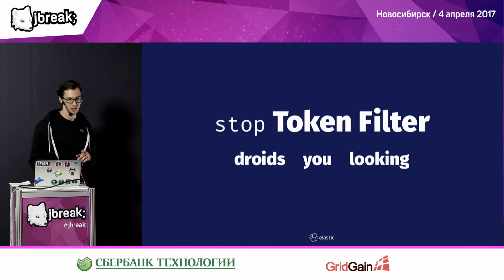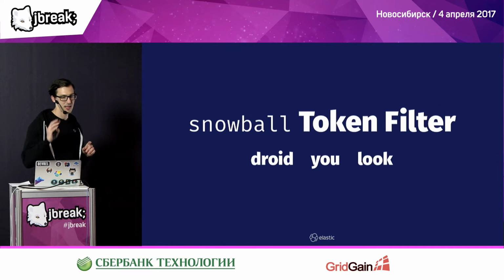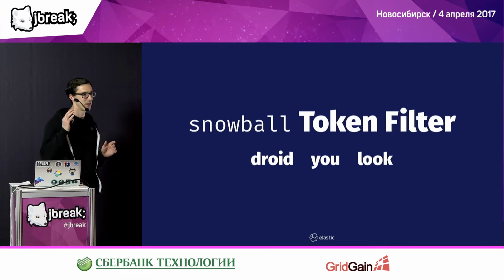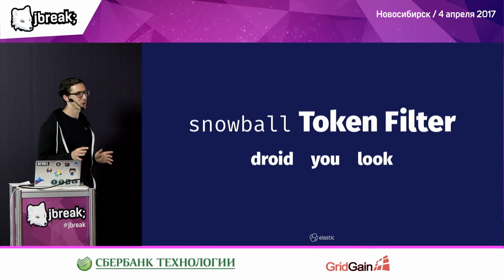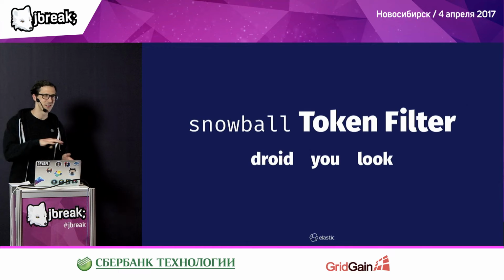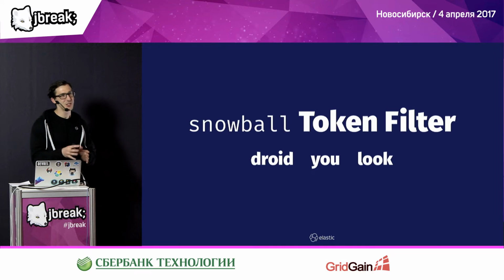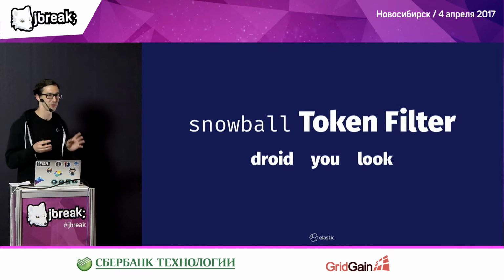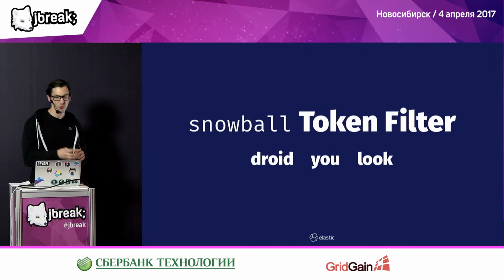But before we do that, we still stem it. Stemming basically means cutting off the word ending. I don't speak Russian, unfortunately, but I have been told that this is much more complex in Russian than in English, because you have different formats and flexions. English is a very simple language. You basically just cut off the ending, and then you get kind of a normalized form. So droids you looking becomes droid you look, and this is the stemmed form.